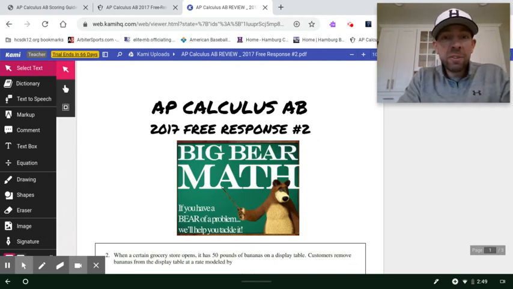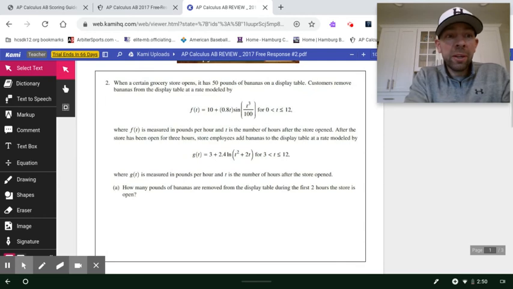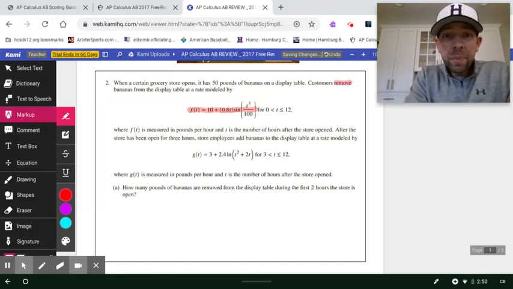So again, this is a classic simultaneous rates question. It is calculator active, thank goodness. One of the things I'm going to recommend right away, as soon as you grab your calculator, is let's go to the y equals feature and enter this function right here. We're going to be in radian mode as soon as we see that sine function being used. And that's going to be the rate at which customers remove bananas t hours after the store opens.